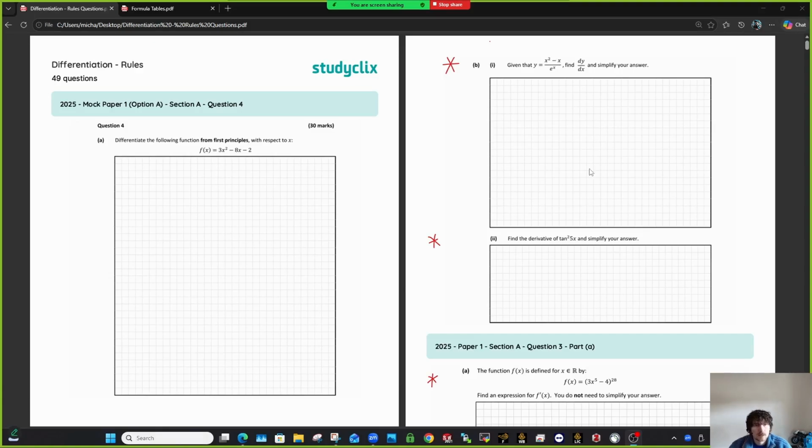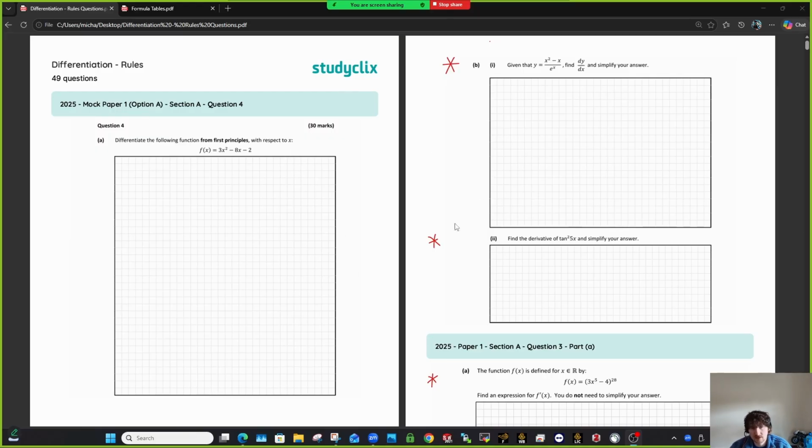Okay, so welcome back. What we're going to do today is go through past paper questions on differentiation, specifically the rule stuff. But you know how the Study Clix documents come together. Sometimes they'll just pull in questions from algebra and differentiation applications, so there'll be even some integration in this.